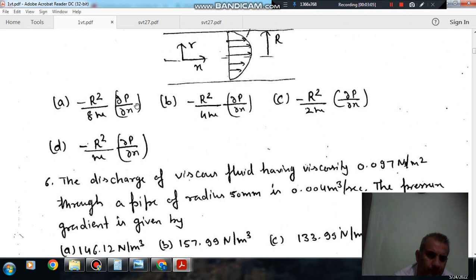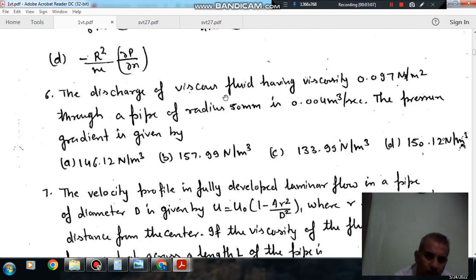Next, the discharge of a viscous fluid having viscosity 0.097 Newton second per meter square through a pipe of radius 50 mm is 0.004 meter cube per second. The pressure gradient is given by: option A, 146.12 Newton per meter cube; option B, 157.99 Newton per meter cube; option C, 133.99 Newton per meter cube; option D, 150.912 Newton per meter cube.